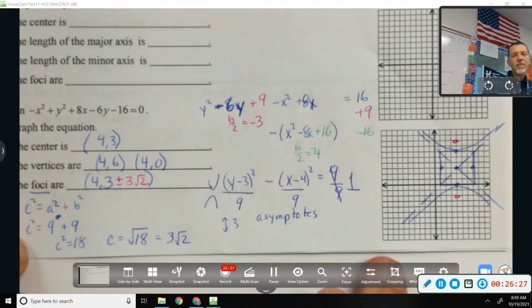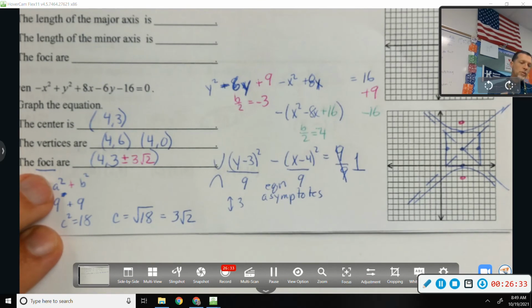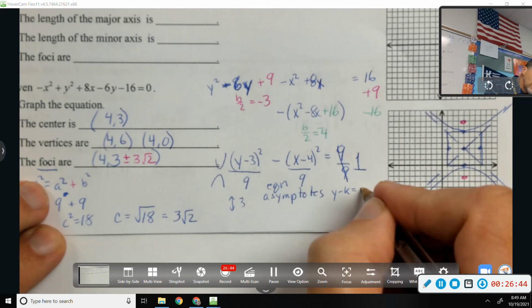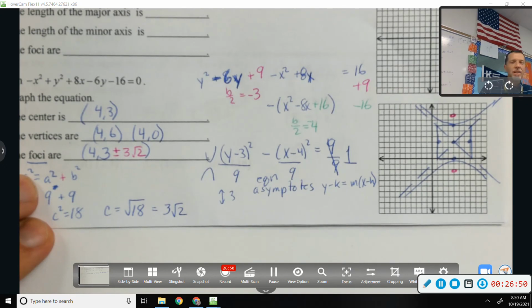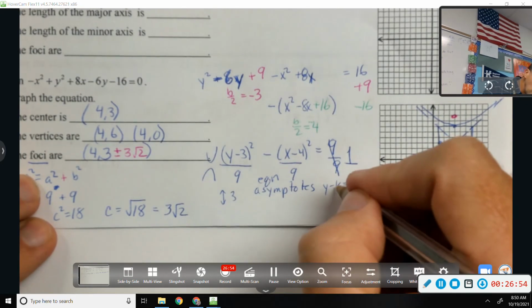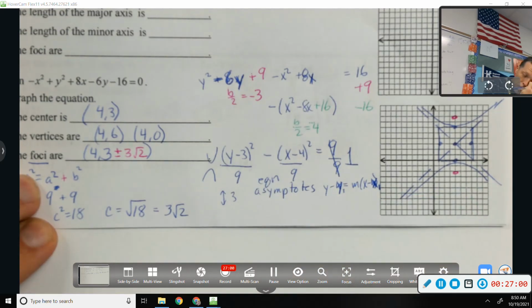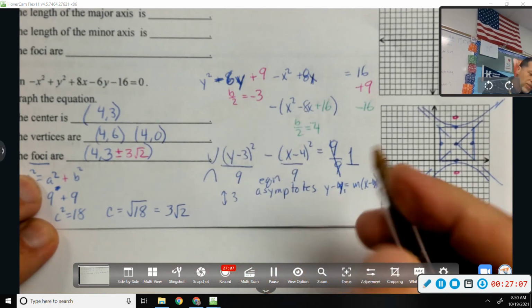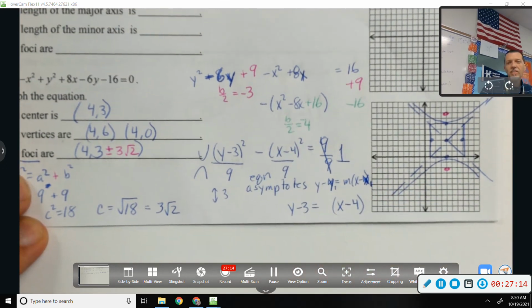Wouldn't it be cool if you knew how to write the equation of the asymptotes? It's not hard if you remember the point slope form of a line. y minus k equals m times x minus h. We hadn't done this, but it's way back in Algebra 1, y minus y1 equals m times x minus x1. This would make a good bonus question. So you've already got the pieces: y minus 3 and x minus 4. And then all that's left is the slope.